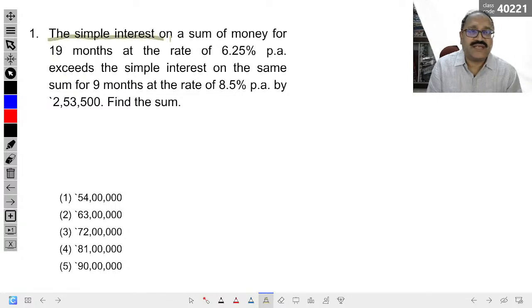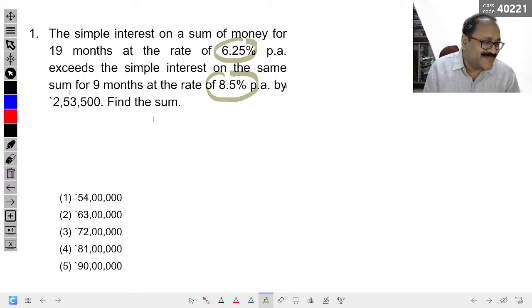The simple interest on a sum of money for 19 months at the rate of 6.5% a month per annum exceeds the simple interest on the same sum for 9 months at the rate of 8.5% per annum by rupees 2,53,500. Find the sum.